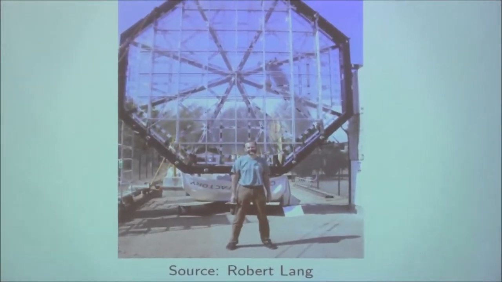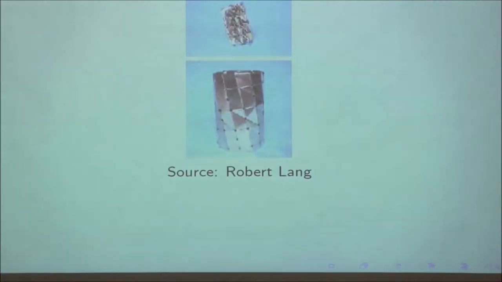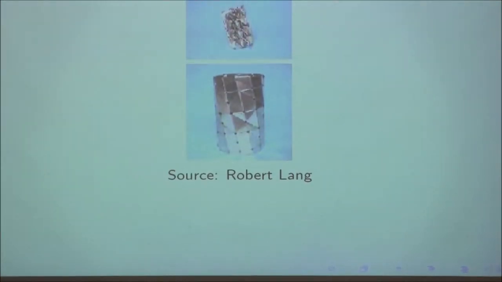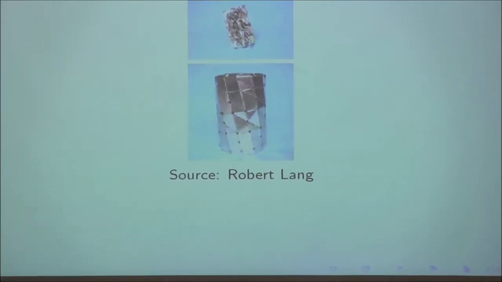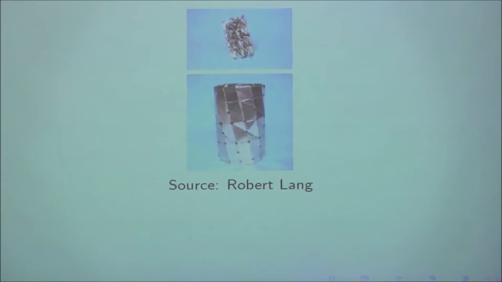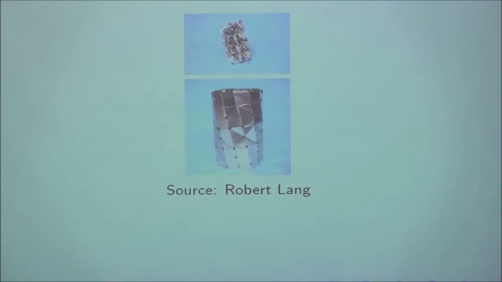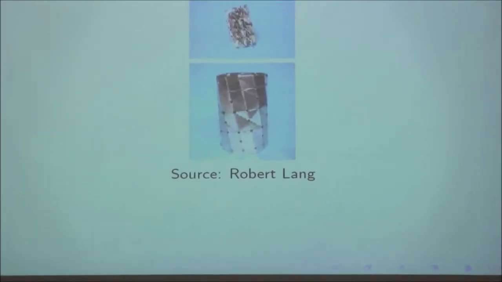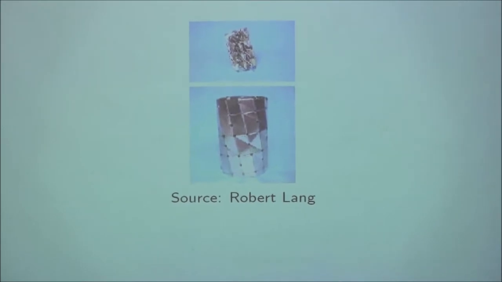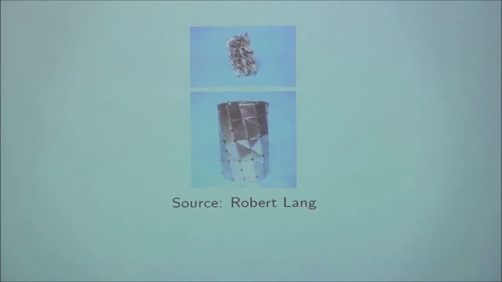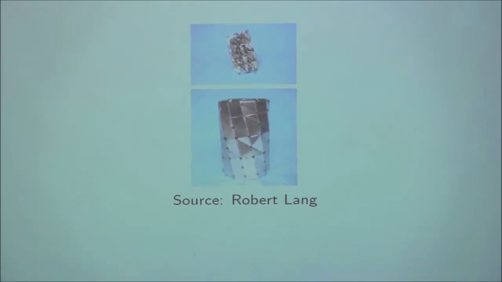What's another application of this? Anyone know what that is? That's a stent. What does that do? It's put into your bloodstream to prop open a blood vessel. It goes in small. When it gets to the spot it's supposed to be, it unfolds. But it's made out of metal or something like that. You don't want it to bend or collapse. You want it to be a pretty sturdy thing to keep your blood vessels and arteries open.